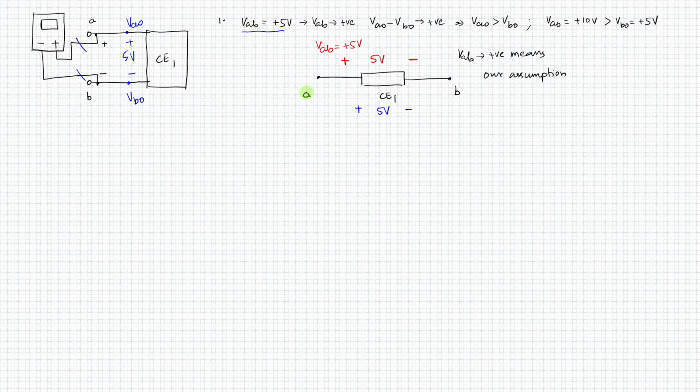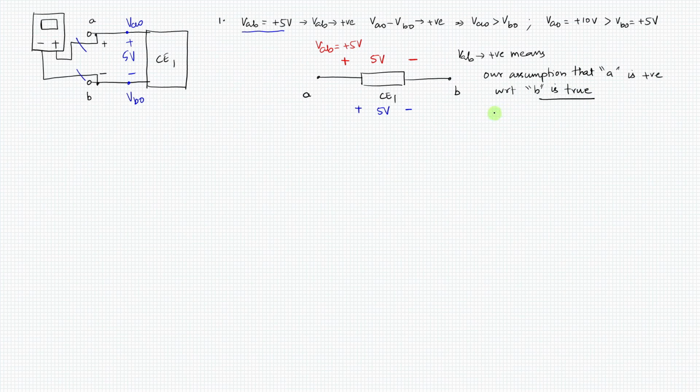Why did you connect A to positive? You're just assuming that A would be positive with respect to B, or A would be at a higher potential as compared to B, right? That is why you have connected your multimeter positive terminal to the A terminal. VAB is positive means our assumption that A is positive with respect to B is true.